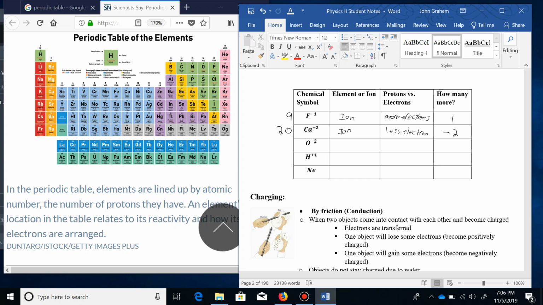Now, oxygen is right before fluoride, so oxygen has 8 protons. And since, again, it has a -2 up here, it's an ion. It's a negative ion. And so what the negative means, it again has more. I'm going to use E to represent electrons now. You want to see this often, E and negative to make sure it's an electron. It's going to have more electrons, and it's going to have 2 more electrons.